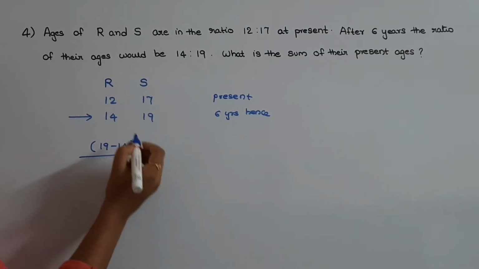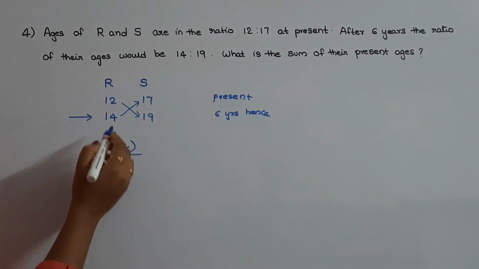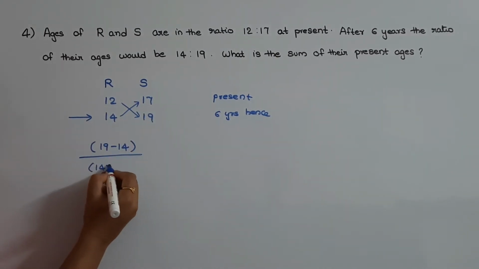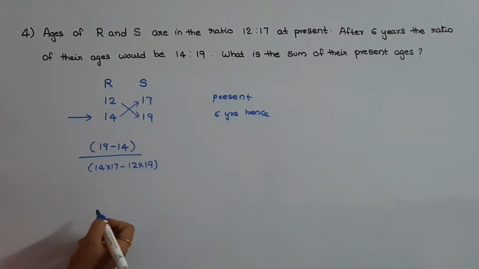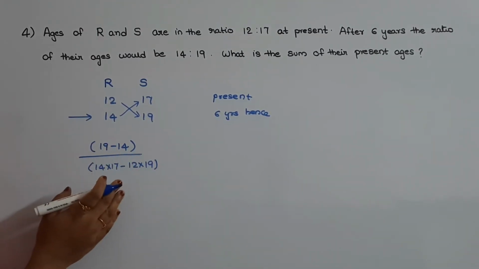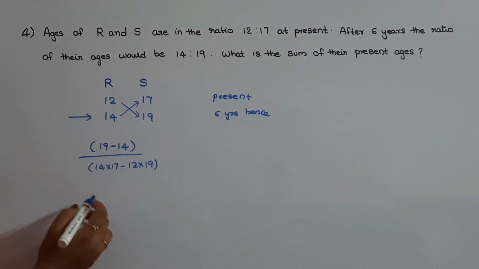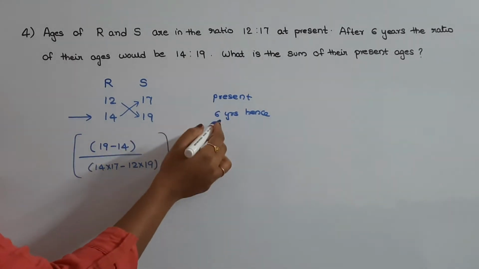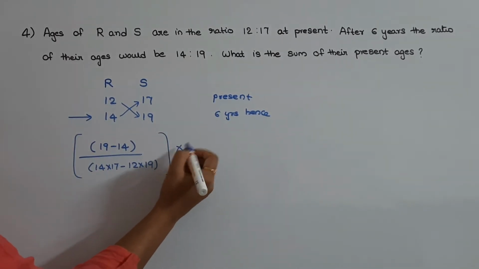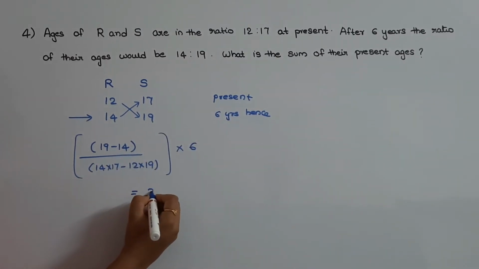And in the denominator, we need to take the difference after cross multiplying. That is 14 into 17 minus 12 into 19. We need to take the difference always in such a way that we get a positive value. Then multiply this fraction by the effective difference in the year. So here the effective difference in year is 6. Now on solving this, we will get 3.